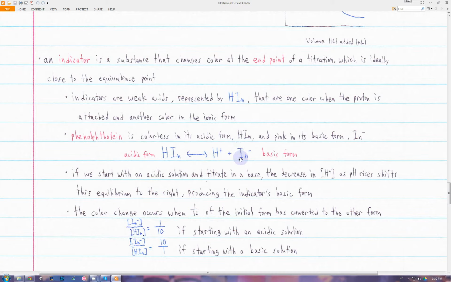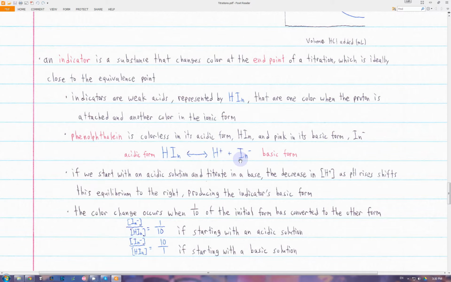So when does this color change actually occur? It occurs when 1/10 of the original form of the indicator is converted to the other form. So let's say we have an acidic solution being titrated with a basic solution. So the initial form of the indicator will be the HIN form. And then as we add more and more base, the equilibrium will shift to the right, and more of this IN minus form will be produced.